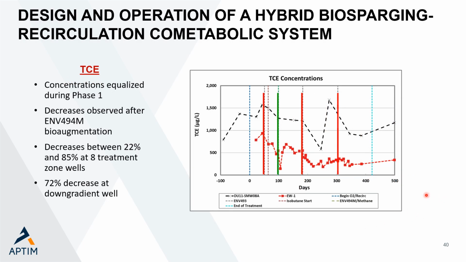Now for TCE, we see these same operational phases. Basically, we do our first bioaugmentation, we get some decline. We then bioaugment with ENV 494M, which was the culture that we knew degraded TCE very readily, and we had a really nice drop for a short period of time. But much like 1,1-DCE, we then saw some rebound and then kind of a stabilization of concentrations. Now, a lot of TCE was degraded. Again, at the downgradient well, we had about a 72% decrease, and throughout the plot wells, it ranged from like 22 to 85%. But we didn't achieve those low part per billion concentrations that we were desiring in the plot.